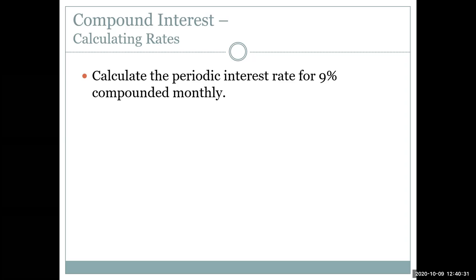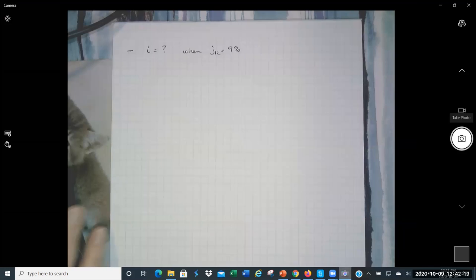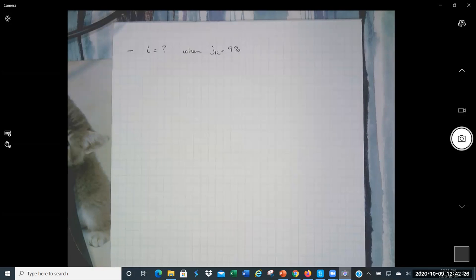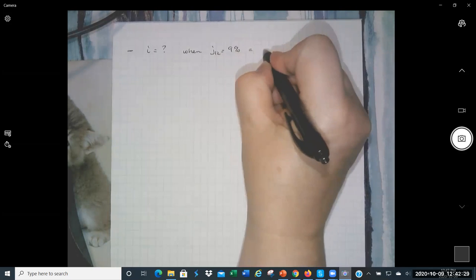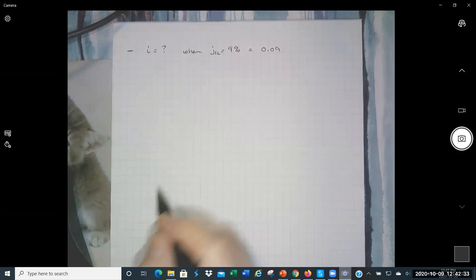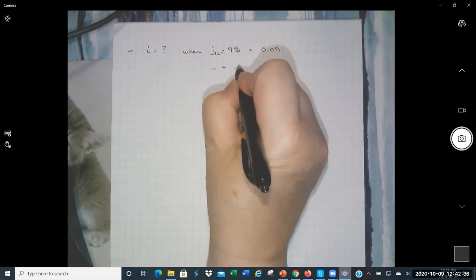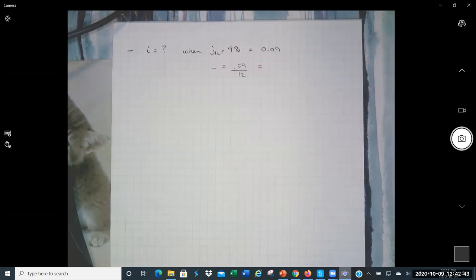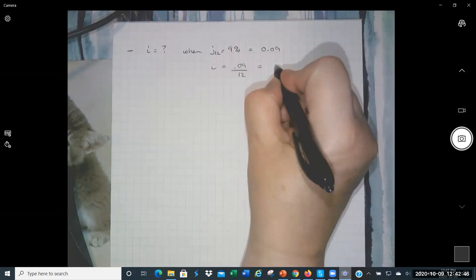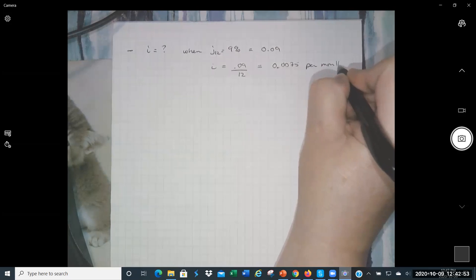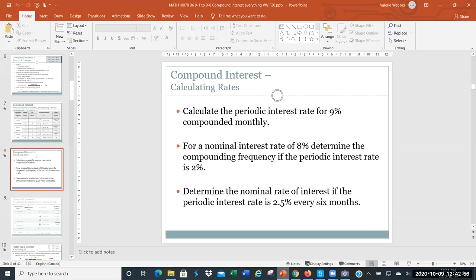We want to calculate the periodic interest rate for 9% compounded monthly. Let's move over to our document camera so we can try this problem. We want to calculate the periodic rate i when J12 is equal to 9%. We can write this as the decimal 0.09. Remember, i is just going to be 0.09 divided by 12. If we do that calculation, we get 0.0075, and that's going to be per month.